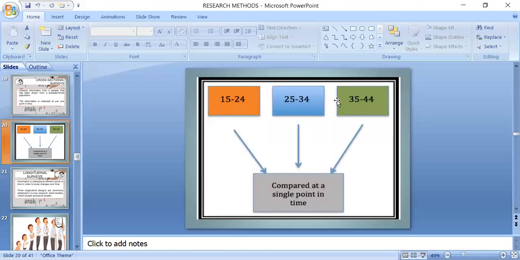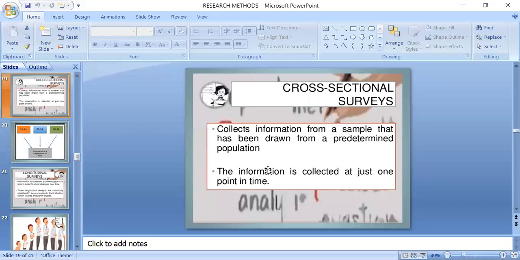For example, 15 to 24, 25 to 34, 35 to 44. The answer should be the same. Like 4 plus 1, 1 plus 4, 4 plus 2, or 2 plus 4, 2 plus 2. The answer is 4. 2 plus 2, the answer is 4. So having a different phenomenon, having a different theory, but coming to the same conclusion. This is what we call a cross-sectional survey.